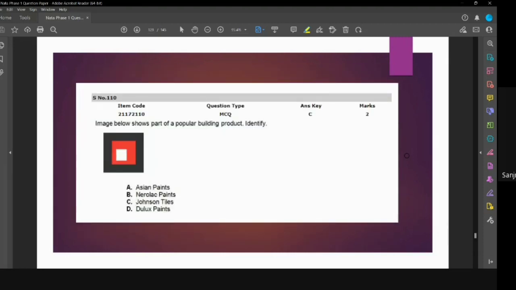Image below shows a part of a popular building product. Identify. The image below shows a part of a popular building product. The options are Asian Paints, Nerolac Paints, Johnson Tiles, or Dulux Paints. The answer is Johnson Tiles, option C.